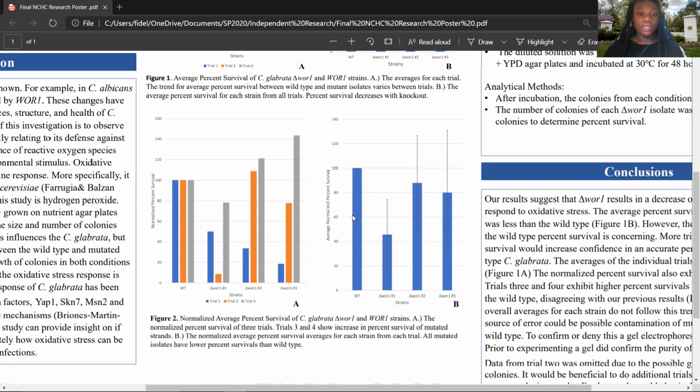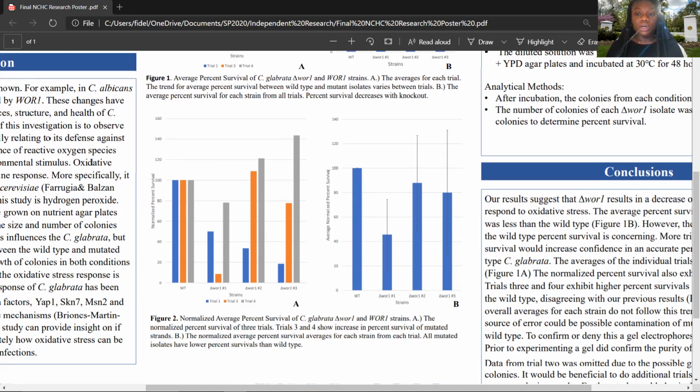However, again, if you look at trial 4 and isolate 3, it again had a higher normalized percent survival than your wild type did. So I followed the same method again, and then took the averages of all of those, and again, produced large error bars.